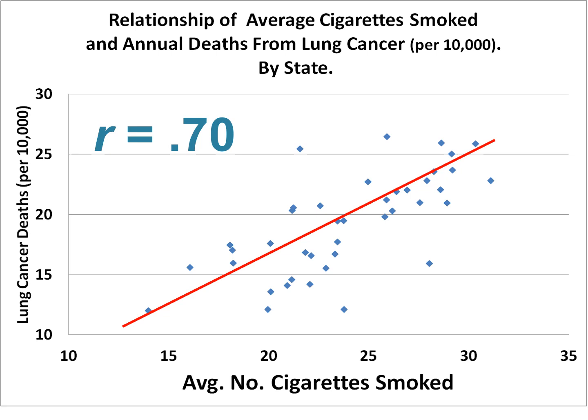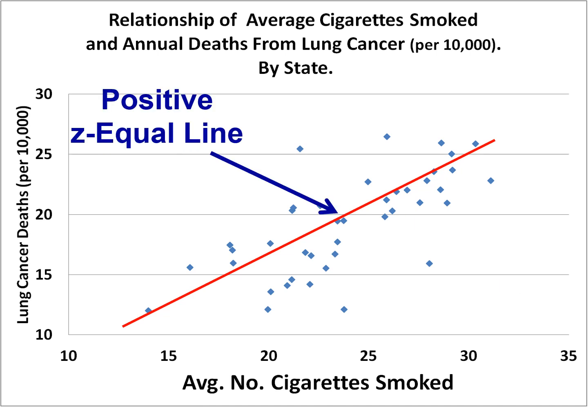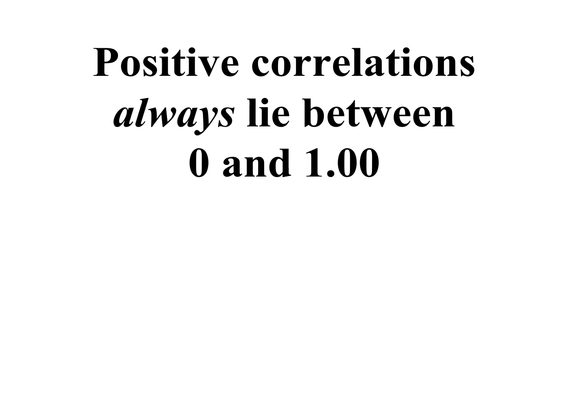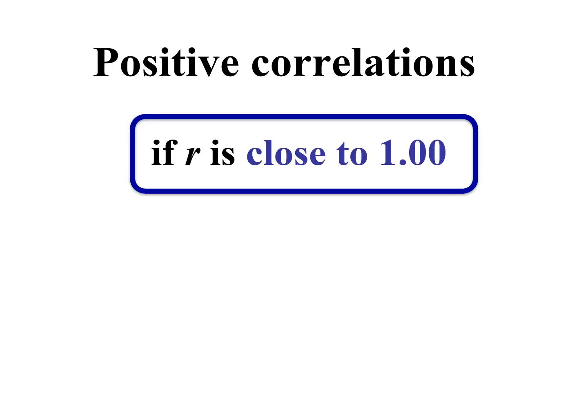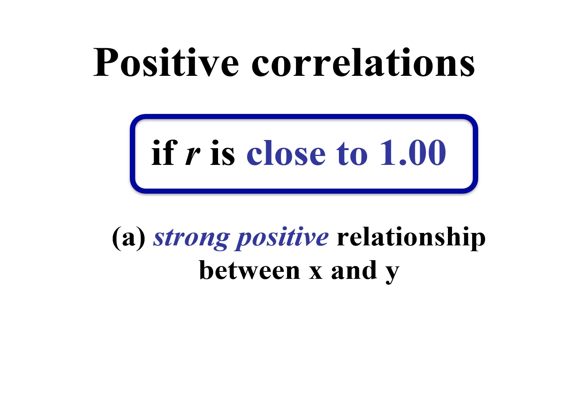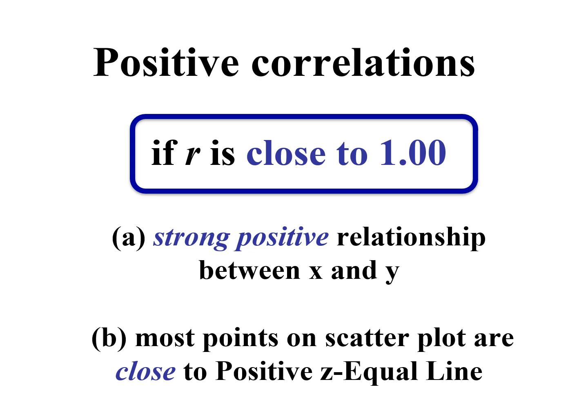So we can see the line we drew through the points showing their general trend. This line goes up from left to right, so that tells us that the points have a positive correlation. This line is actually the positive C equal line that we discussed earlier in this lecture. Positive correlations always lie between 0 and +1, so they are always positive and they are always between 0 and 1. If R is positive and R is close to 1, we say there is a strong positive relationship between X and Y. And most points on the scatter plot are close to the positive C equal line.